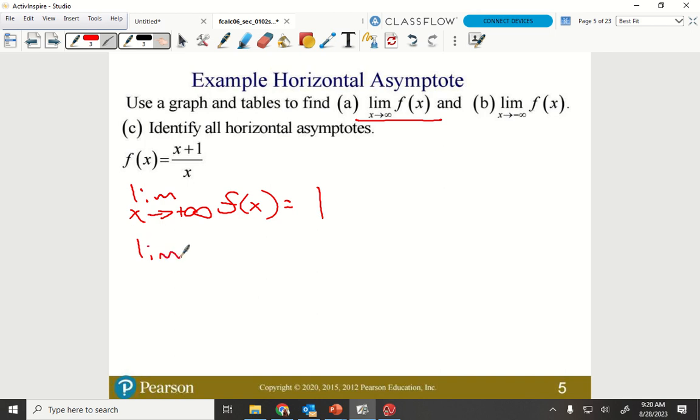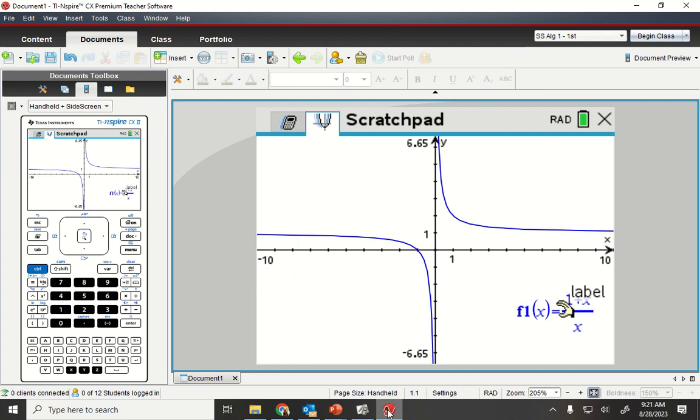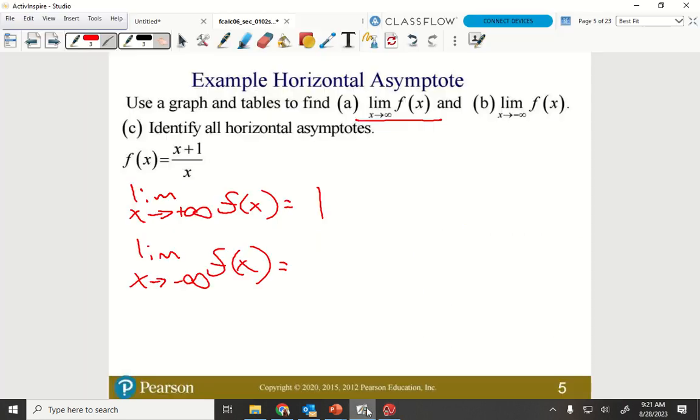Okay, now let's do the other way. Let's go to the limit as x approaches negative infinity of f of x. It's still 1, right? But this time it's approaching it from the bottom. On the right side, it was approaching it from the top. You meant the direction, yes. And so the graph looks kind of weird, but it's approaching it there.